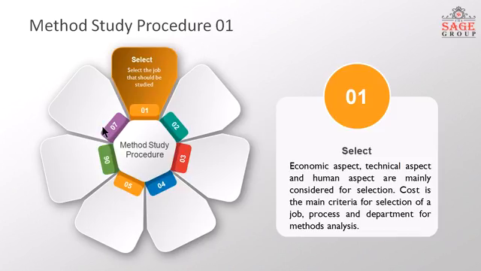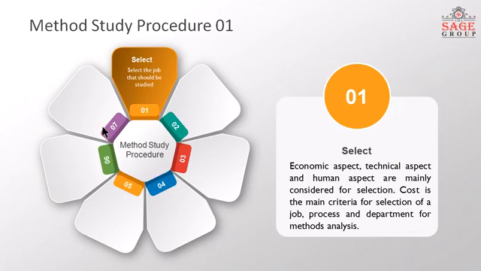So number one is select. The basic parameters for selecting any job that should be studied depend mainly on the economic aspects, technical aspects, and the human aspects. We have to select according to these three aspects, because the overall effect of the method study is to increase productivity and to provide comfort for human workers. So we have to consider economic as well as human aspects, and apart from these two, the technological aspect is also important, because we have to deal with the technology while the process is going on.